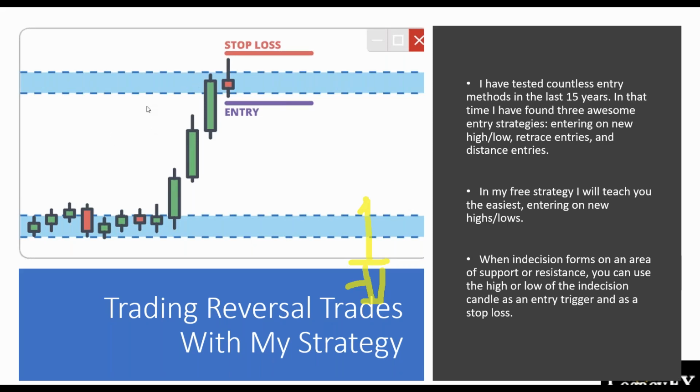So again, we have to look for that strong move up, the formation of the indecision candle on the support and resistance area. Set your entry point at the low of that indecision candle. Set your stop loss at the high of that indecision candle. This means if it moves in your favor, you would have entered the market here and could have traded all the way down. If it moves against you and keeps going up, you would have gotten out rather quickly with a small loss.